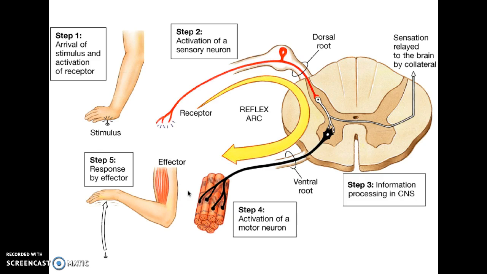Once we get to the spinal cord, in step 3, we see that the information moves up the spinal cord into the brain to be processed by the central nervous system. That information is then sent through a motor neuron. It goes through the ventral root, which is the end of the motor neuron that's connected to our spinal cord. Goes through the motor neuron and it activates the effector muscle, and that's where we see our response.